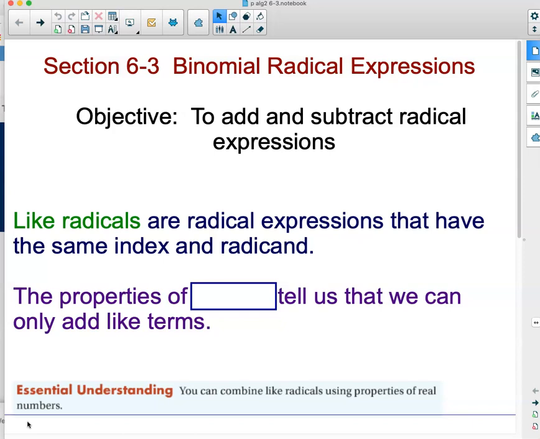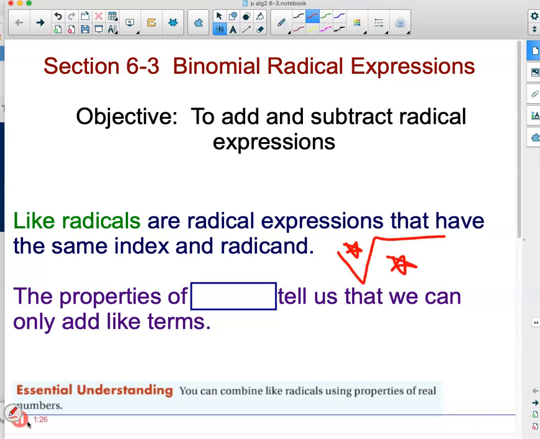So for radical expressions, there are two things we have to watch for. They have to have the same index, the little number in the V, and they have to have the same radicand, the stuff under there. So when we look at these, there's two places we have to look: the index in the V, and right here underneath that.